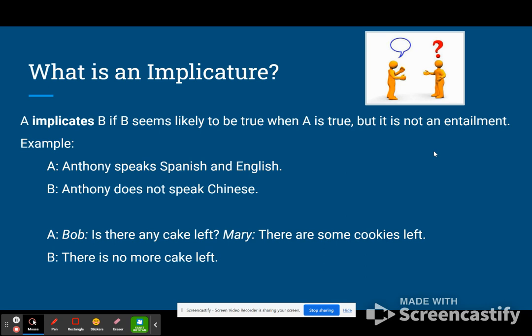Similarly, another implicature is if sentence A is the dialogue with Bob saying, "Is there any cake left?" And Mary responding, "There are some cookies left." And then sentence B would be, "There is no more cake left." So we can see from sentence A that what is implied is that Mary knows that there is no more cake left. But instead of answering the question, she sort of jumps one step ahead and says there are some cookies left. But the important thing here is that B is not actually entailed in A. Right? Mary doesn't outright say that there's no cake left. She just implies that there's no cake left by saying that there are some cookies left. Basically saying there's another thing you can have because there is no more cake left.